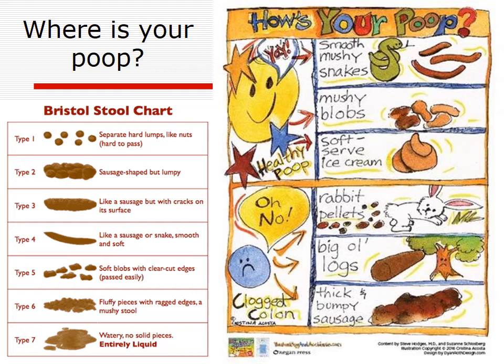So we are trying to get this type 4, even type 5 is fine, soft and smushy, and it comes out like smushy, mushy snakes, mushy blobs, and soft serve ice cream. So it should come out super duper easy once you get the urge to go and you're sitting. It should not be hard. It should not be big. It should not be filling up the toilet or clogging the toilet. So if we're having any of those things, we really need to rethink our stool consistency.